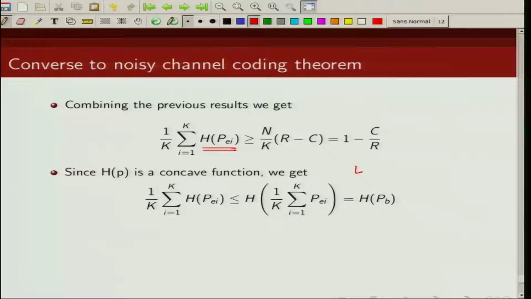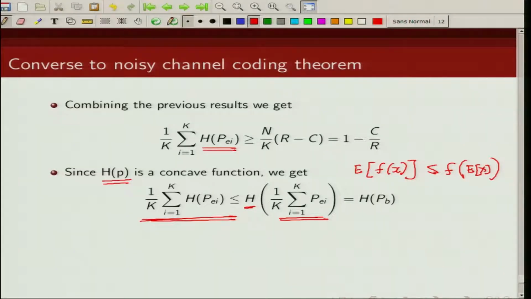Next, this binary entropy function is a concave function, and from Jensen's inequality, what do we know about a concave function? Jensen's inequality says that if the function f of x is concave, then the expected value of the function is less than or equal to the function evaluated at the expected value. So since this binary entropy function is concave, the expected value of the binary entropy function should be less than or equal to the function evaluated at the expected value. And what is this term? This term is nothing but the average bit error probability.